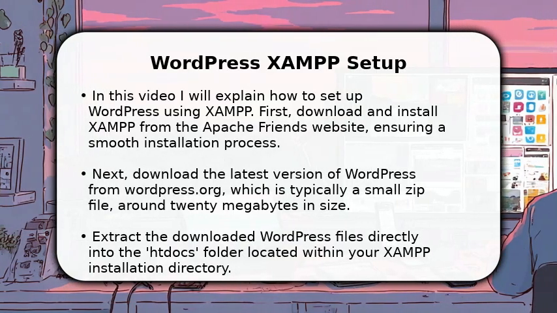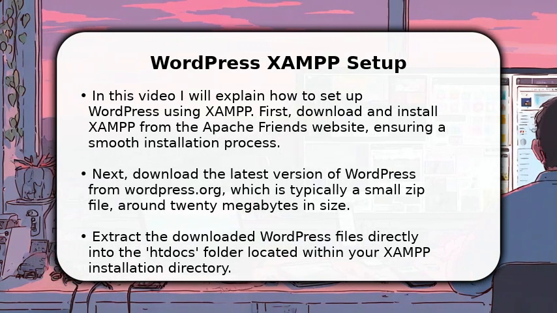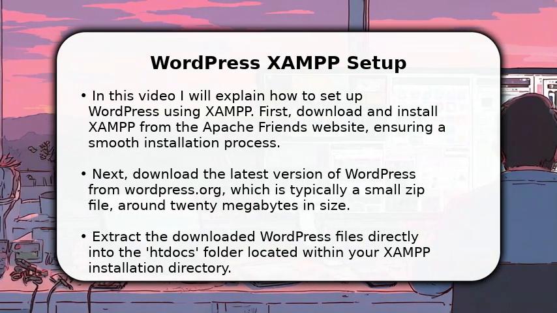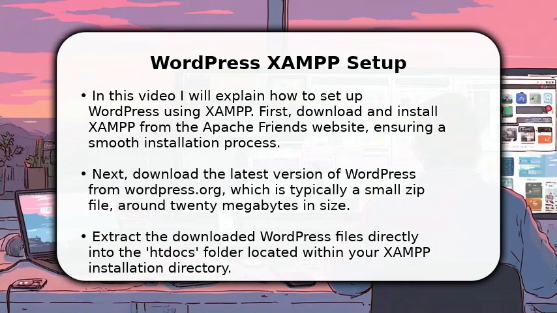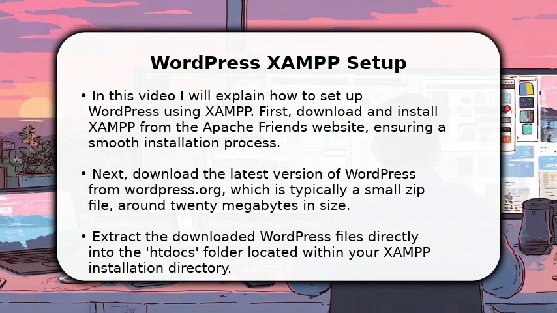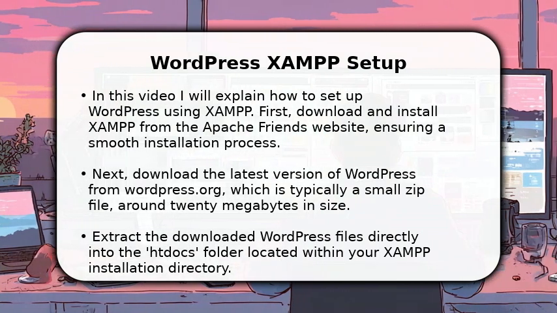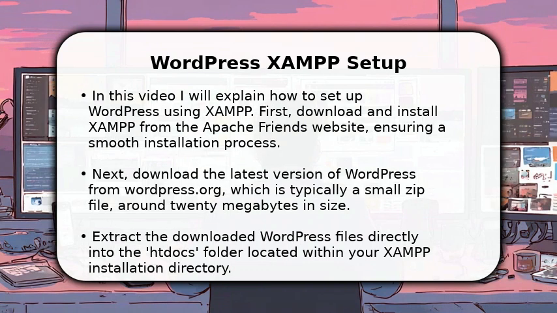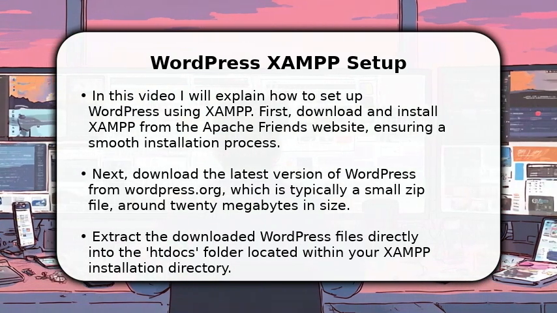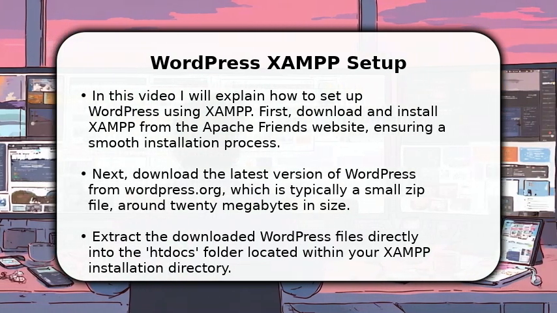In this video, I will explain how to set up WordPress using XAMPP. To begin, you will need to download and install XAMPP from the official Apache Friends website. Once XAMPP is installed, download the latest WordPress package, which is usually around 20 megabytes. Extract these WordPress files into the htdocs folder inside your XAMPP installation.